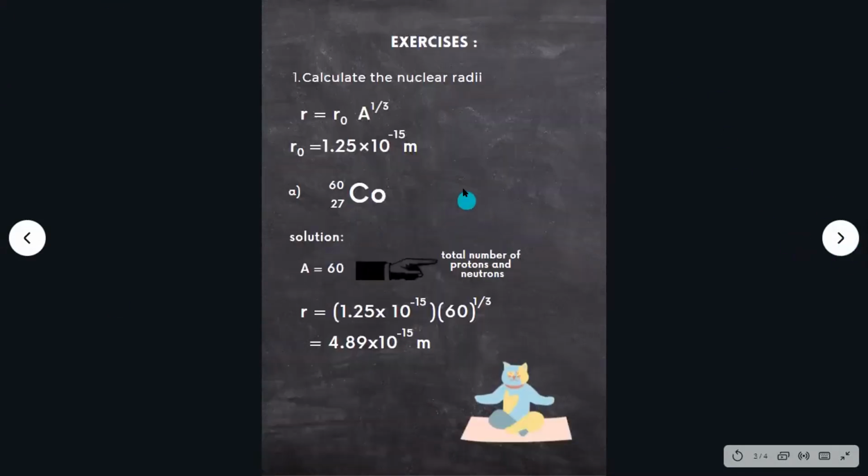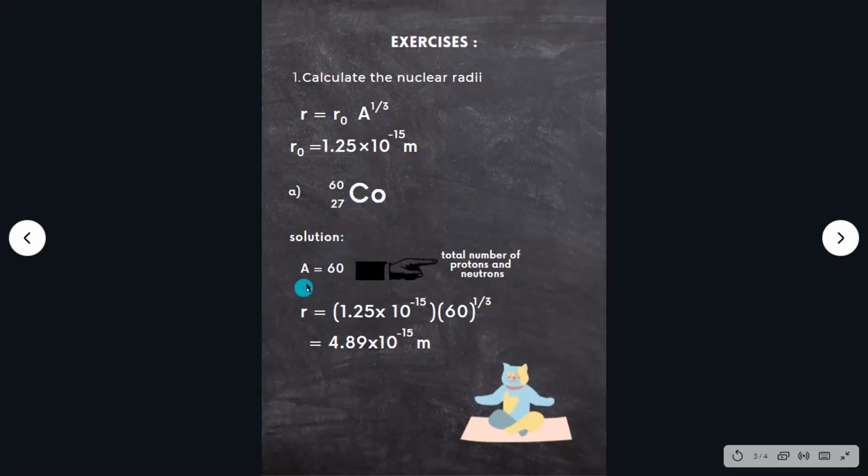We move on to the exercise. So first one, we need to calculate the nuclear radii. The nuclear radii equation is given by R equals R naught A to the power of 1/3. R naught is a constant, which is 1.25 × 10⁻¹⁵ meter. So the question is, this is the element.